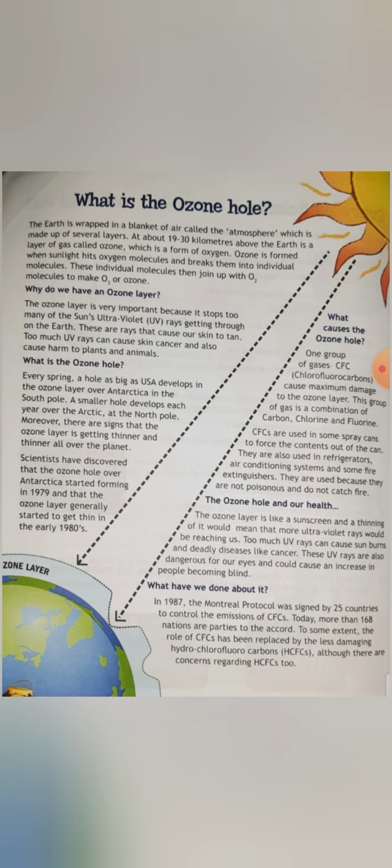The ozone hole and our health. The ozone layer is like a sunscreen, and a thinning of it would mean more ultraviolet rays would be reaching us. Too much UV rays can cause sunburns and deadly diseases like cancer. These UV rays are also dangerous for our eyes and could cause an increase in people becoming blind. What have we done about it?